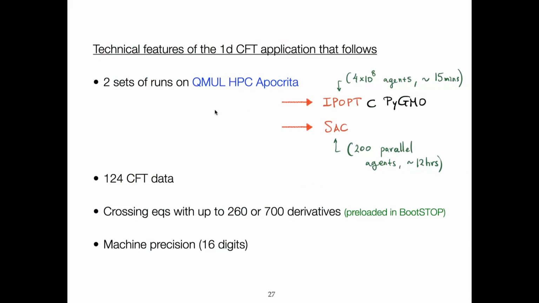So technically, what we did there is we did two sets of runs on the Queen Mary high-performance cluster. We did runs with one of the algorithms that we found works. It's a deterministic algorithm that works pretty well. We also tested other ones in PyGMO. It's an interior point algorithm. It's highly optimized, so we could run in 15 minutes. We were getting the result, and we're running about 10 to the 8 agents.